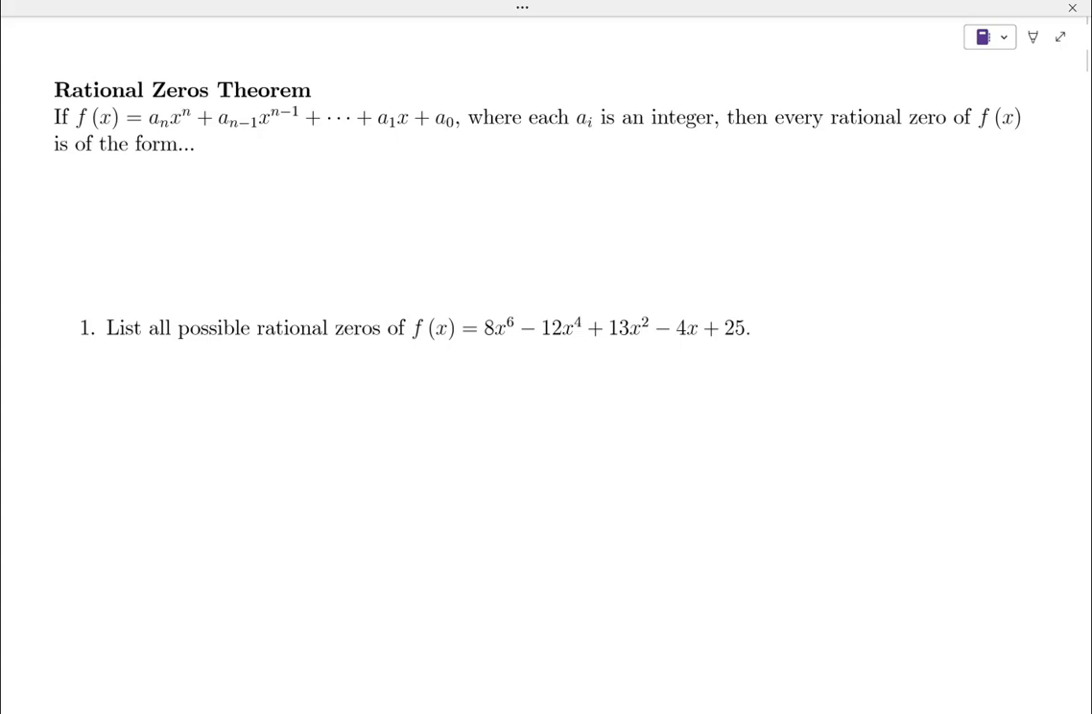The reason why I'm reviewing that, besides the fact that you need to be able to identify those, is that it comes up in this rational zeros theorem. So when you have a rational zero, remember a rational number just means a fraction, right? One integer over another one. The root word for rational is ratio. So we have a ratio of integers when we're talking about rational numbers. If it's a rational zero, then it has to have the form P over Q.